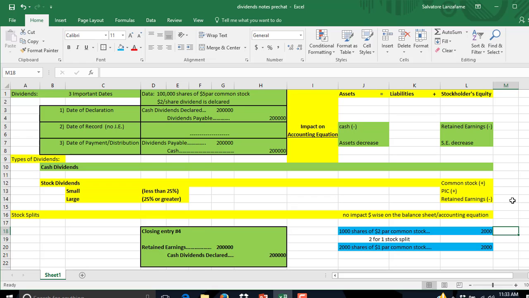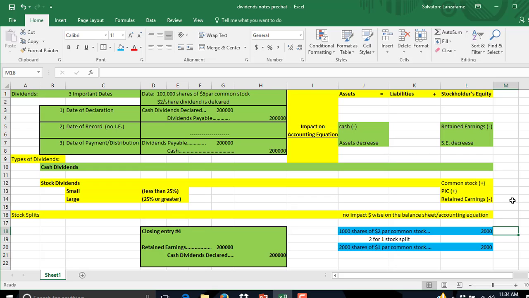The reason why companies split their stock is because it's probably getting out of hand, meaning it's getting too pricey, and a lot of stockholders are probably staying away from it because it's becoming too expensive.